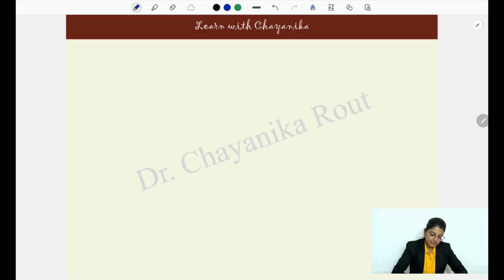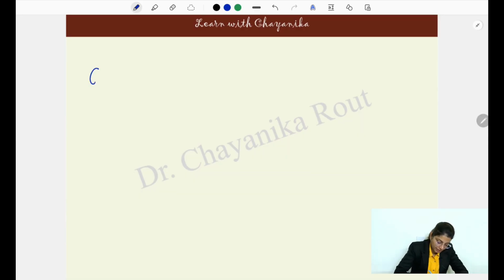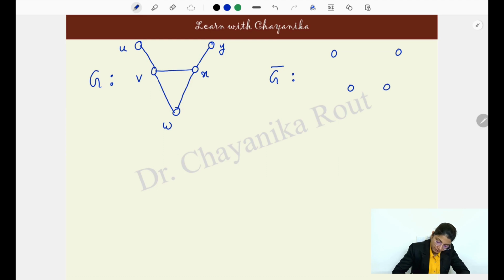Now let's see what we can have if we find the complement of a graph. Suppose we have a graph which looks like this: u, v, w, x, y. So the complement would contain the same 5 vertices u, v, w, x, y. As I can see, there are 5 vertices in the graph, so G and G complement together are going to make K5.